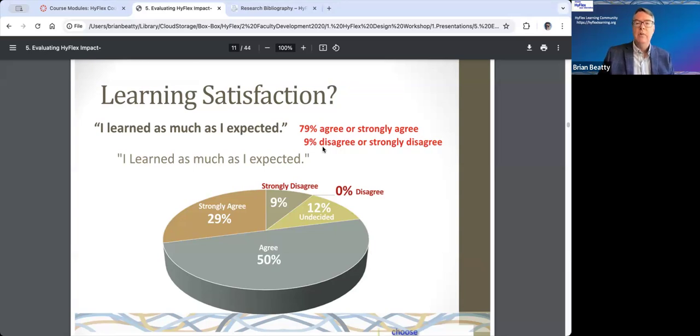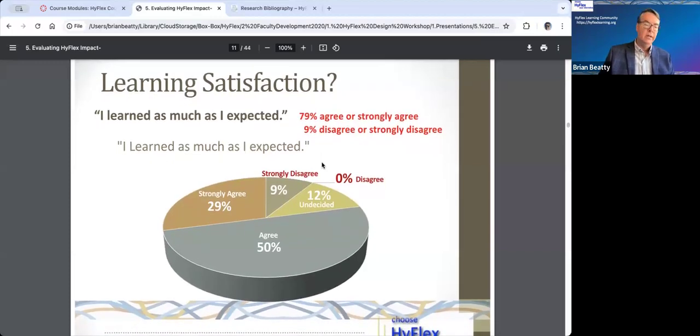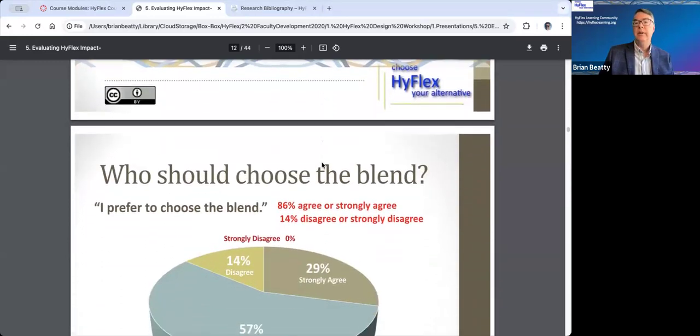So not very many did not learn what they expected, but some of them did not. You know, unfortunately, that's true. And if you ask any class, any single mode, you may have similar data. You just explain it differently.